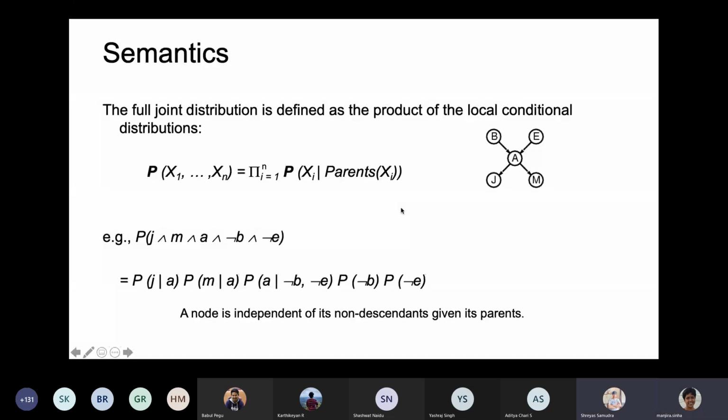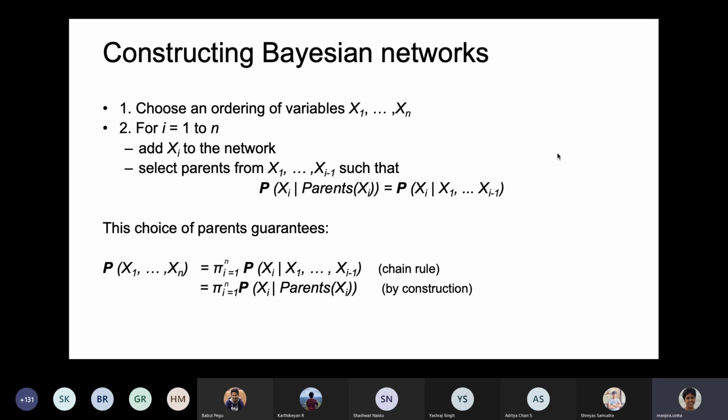Because if we had gone for the chain rule, my probability of J, A and E would have been probability of J given A and E times probability of A given E. But in this case, it is only probability of J given A times probability of A given E. Just the multiplication of the conditional probability based on the immediate parents.